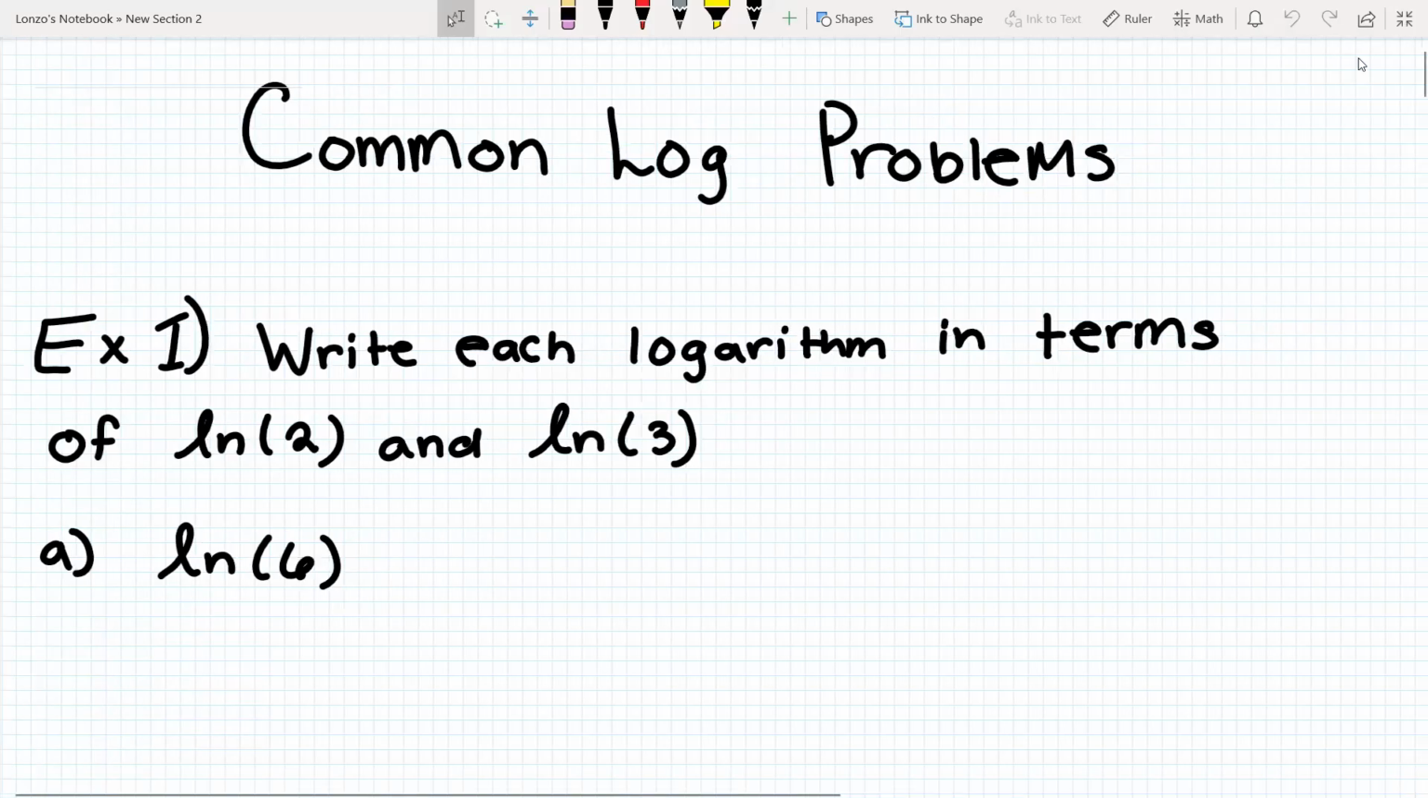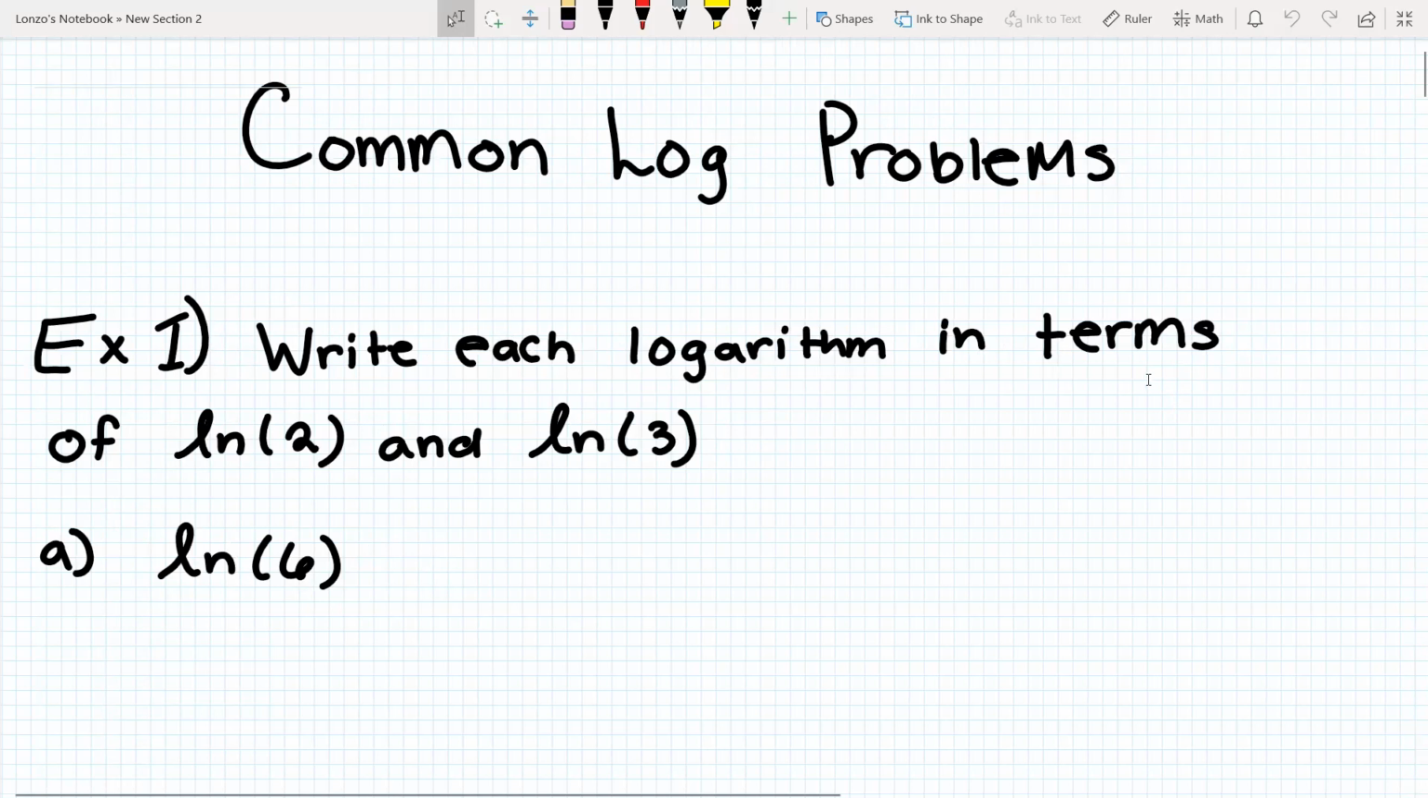Hi, today I'm going to do some common log problems. In this section, I will go over some common log problems such as condensing and expanding logs. I will solve for x when the base isn't common, and finally, I will check for extraneous solutions. These are a lot of common log problems that a lot of students get confused by.